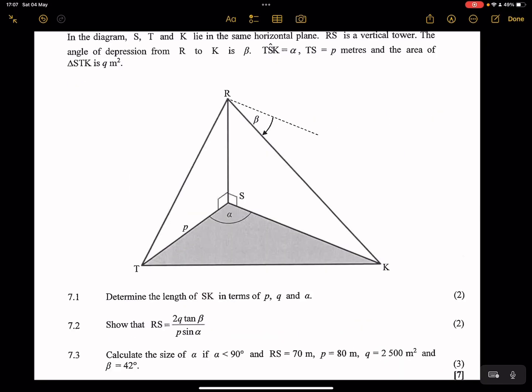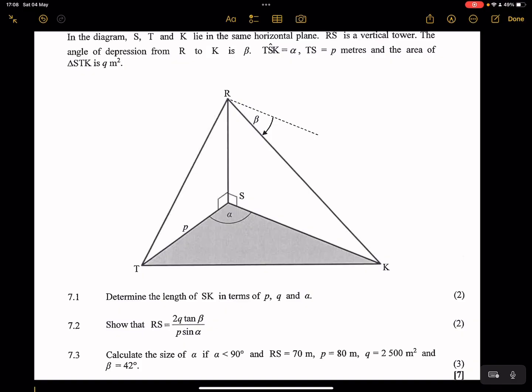So we look at question 7. It says, in the diagram, S, T, and K lie in the same horizontal plane. They say RS is a vertical tower. The angle of depression from R to K is beta, and TSK is alpha. TS is P meters, and the area of triangle STK is Q meters squared. Now they say determine the length of SK in terms of P, Q, and alpha.